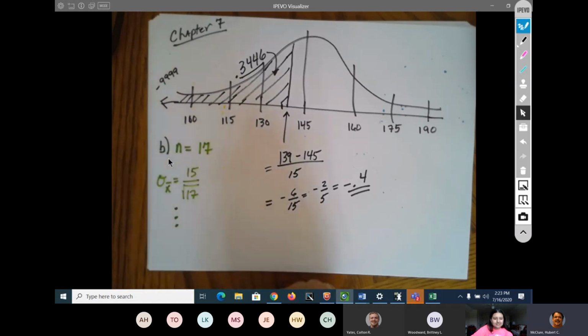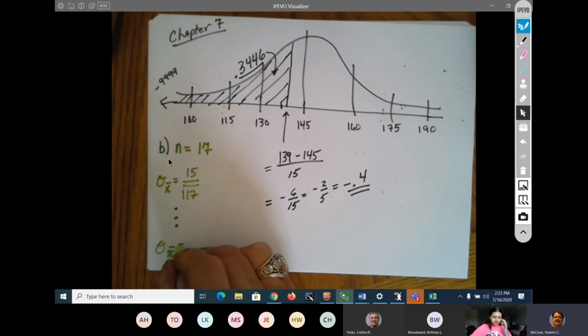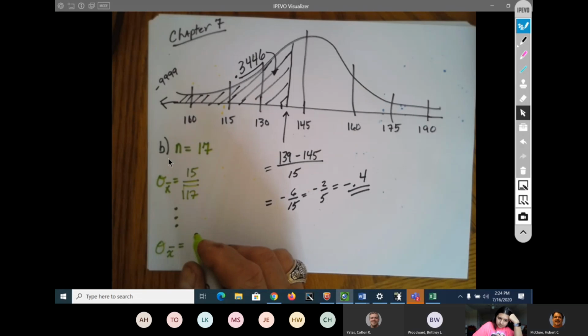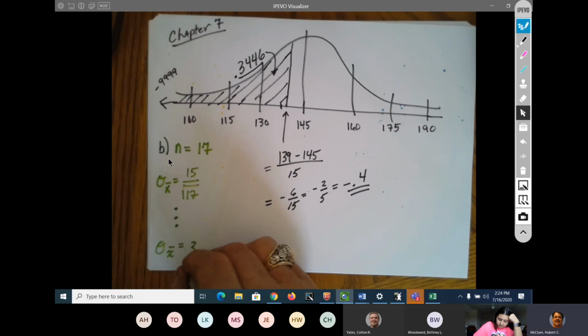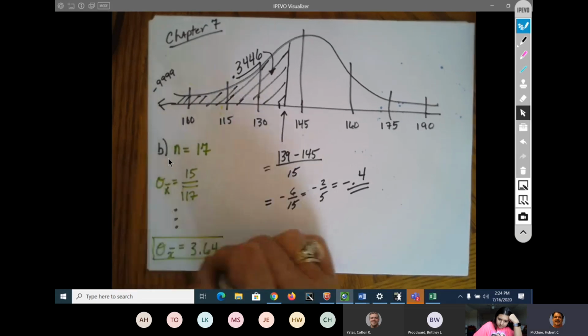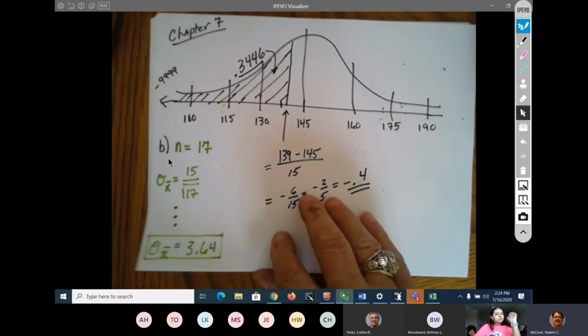So the standard deviation of the new mean is going to be equal to, let's see what I got. I got 3.64. Y'all check me. That's what I got. Okay. So I'm going to go over to my next page. My mean is going to stay the same. Remember, we told you that was going to happen.